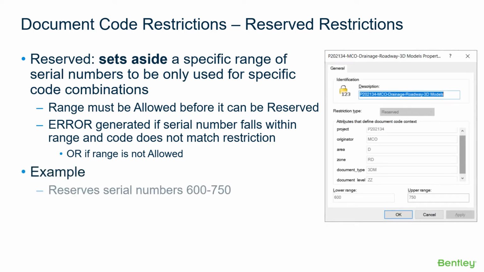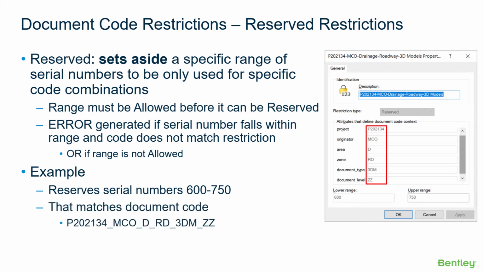As an example, we have a reserve restriction that reserves serial numbers 600 through 750. And again, we put the same code combination, which means only documents created with this code combination can have a serial number 600 through 750.